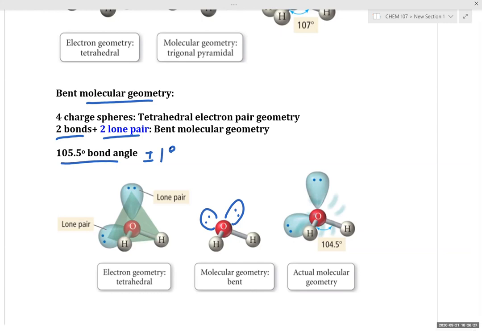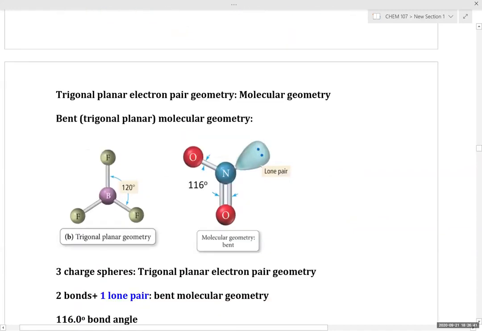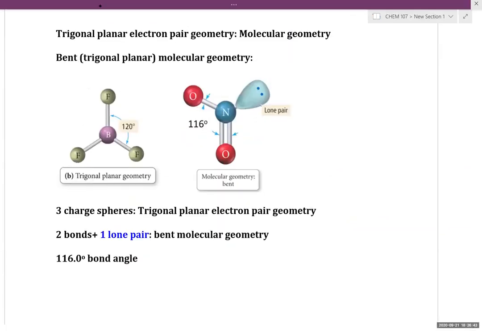Does that make sense to everyone? Okay, so that's it for tetrahedral variants. Let's look at one more variation.